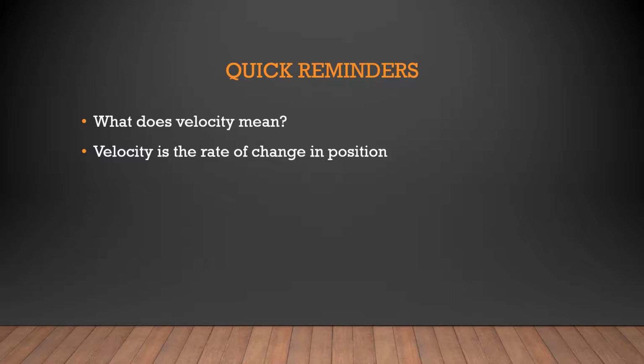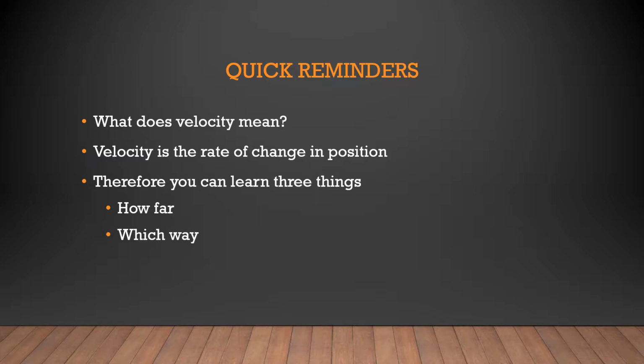What does velocity mean? Well, it's the rate of change in position. So how quickly the object is changing its position during its motion, and in which direction it's going. You can learn three things from that: first, how far it goes; second, which way it goes; and third, how fast it gets there. Those are the three things we'll take advantage of to plot out where an object is based on its motion in the velocity realm.